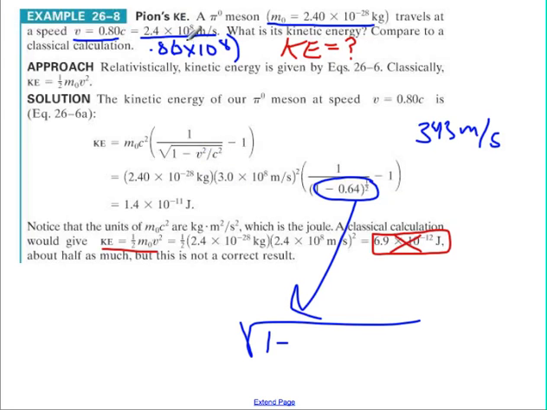You could actually plug these numbers in. Plug 2.4 times 10 to the 8th, square it, and put 3 times 10 to the 8th and square it. Here's a nice way to do it, though. We said that this was also 0.8c, right? So we could go 1 minus (0.8c) squared, couldn't we? That'd be another way to do it, and then over c squared. So what would that be? Let me get rid of this guy.